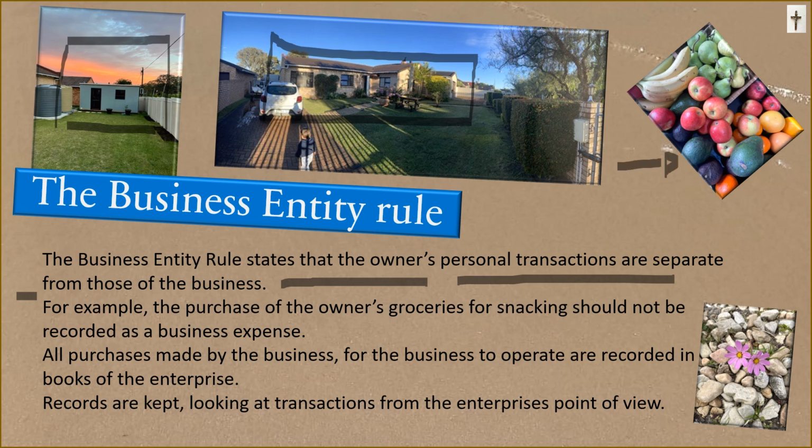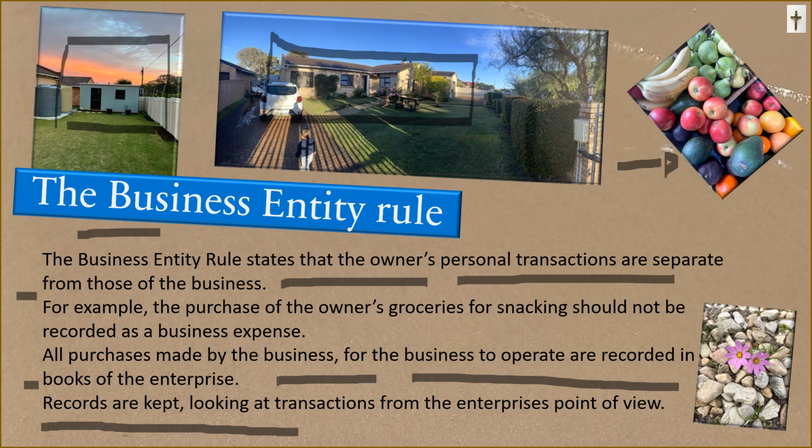Here we can see the owner has purchased some healthy fruit. That is the owner's transaction made in a personal capacity. When we are recording information, the business entity rule also says all transactions are recorded from the point of view of the business. So all purchases made by the business for the business to operate are recorded in the books of the enterprise. As I mentioned earlier, records are kept looking at transactions from the enterprise's point of view. So the transactions of the owner and the business are recorded separately.